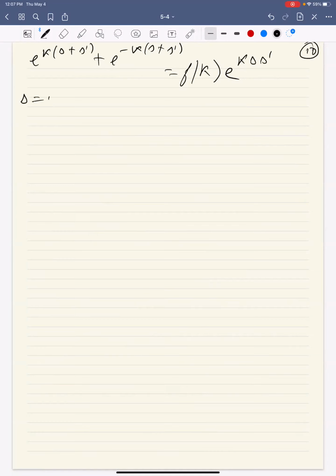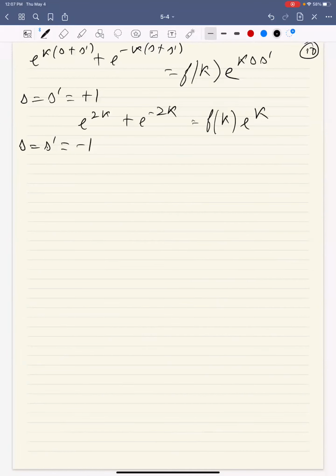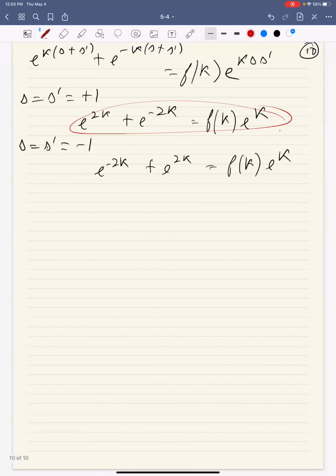So if s is equal to s prime is equal to plus 1, we have to do 4 equations now. What's this going to be? E to the power 2k plus e to the power minus 2k is equal to f of k e to the power k prime. That's equation number 1. What is the next one? S is equal to s prime is equal to minus 1. What equation do we get? E to the power minus 2k plus e to the power 2k is equal to f of k e to the power k prime. Did we get a new equation? Got the same equation, right? So far we have only one equation, this one. Let's call it equation 8a.